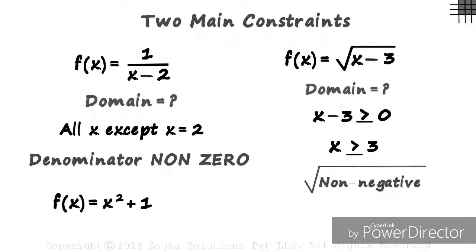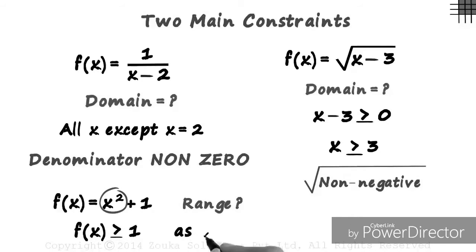Now for the last problem of this session, find the range of this function. By range, we mean all possible output values. Look at this term. Can it be negative? No. The square of any number will be greater than or equal to 0. So the minimum value of the function will be 0 plus 1, which equals 1. F of x will be greater than or equal to 1 as x squared will be greater than or equal to 0.